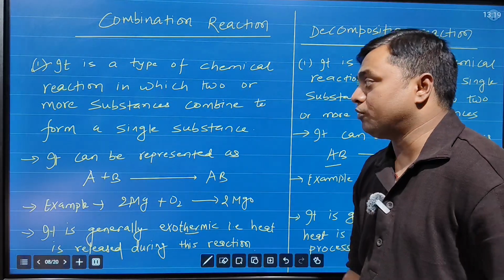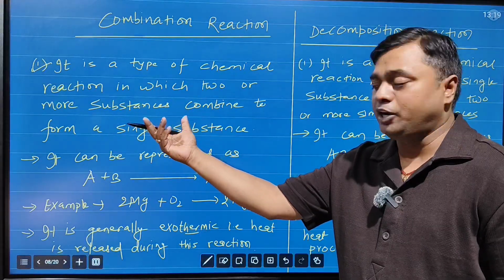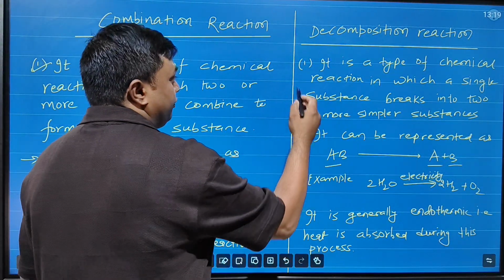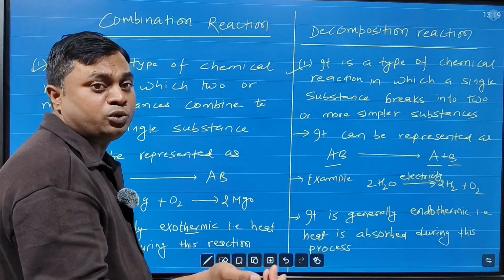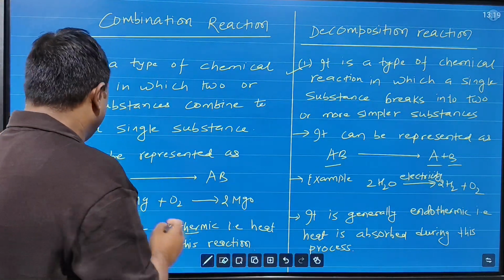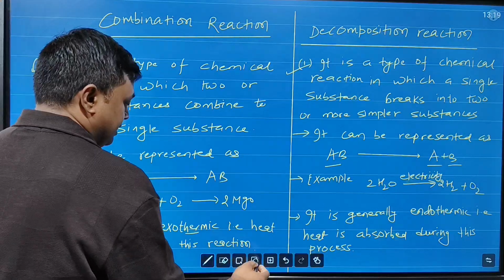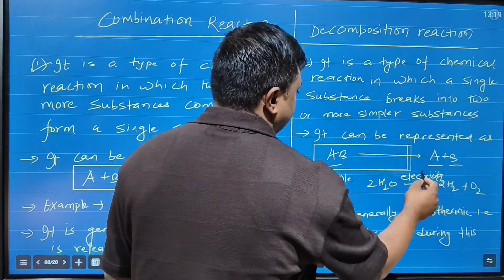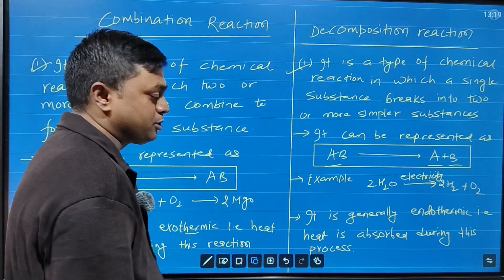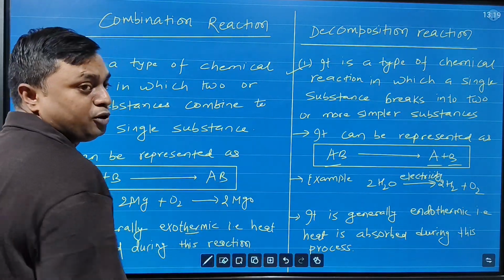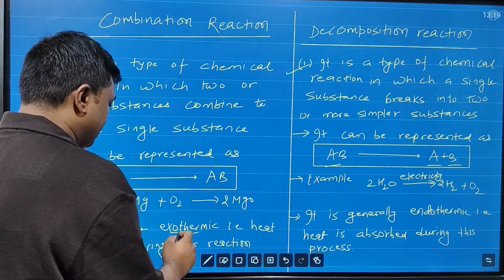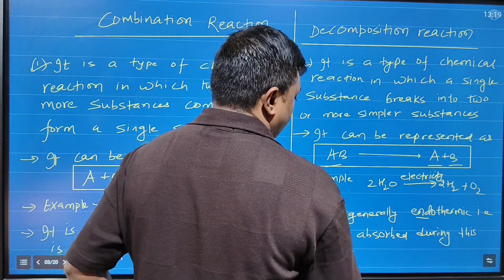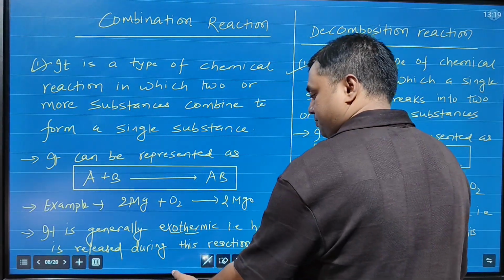You can write: combination is a type of reaction in which two or more substances combine to form a single substance. Here, the opposite: decomposition is a type of reaction in which a single substance breaks down into two or more simpler substances. Combination is represented as A plus B gives AB. Decomposition is represented as AB gives A plus B. One example you can write. And generally combination reactions are exothermic, whereas decomposition reactions are endothermic.